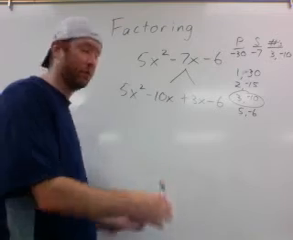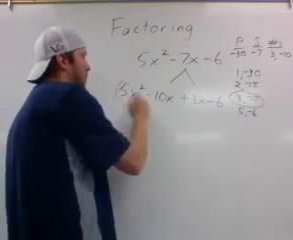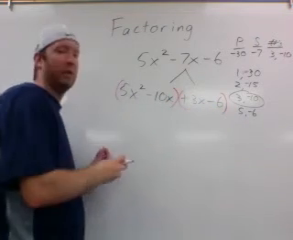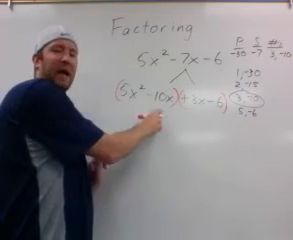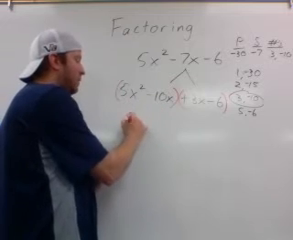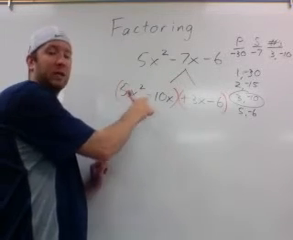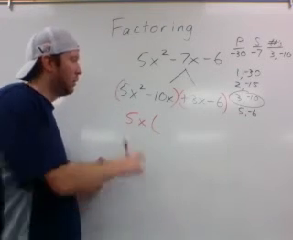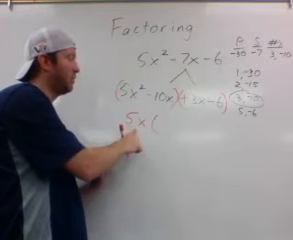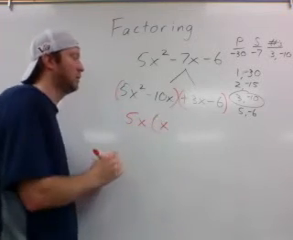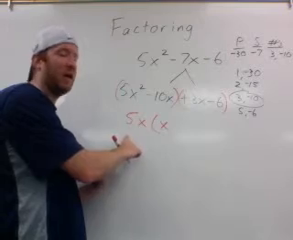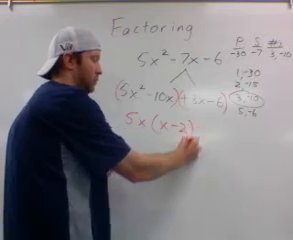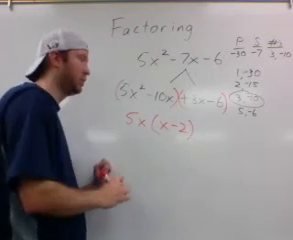Now I'm going to group the first two terms, look for something common to take out. Group the last two. 5 and negative 10 have a 5 in common. And x squared and x have an x in common. So I have 5x. And when I pull a 5x out, 5x squared divided by 5x, I'm left over with an x. Negative 10 divided by 5 is negative 2. And the x's will cancel. So I have 5x times x minus 2.